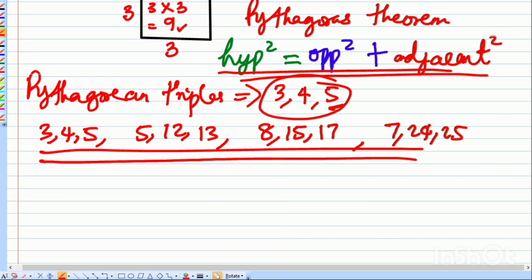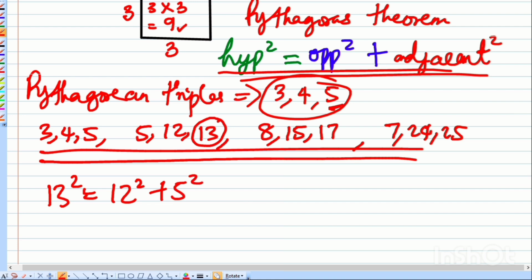Alright, so in each of these sets I've listed, take the biggest number, which is the hypotenuse. In this second one, 13 raised to power 2, that means the square of 13, will be equal to the square of 5 plus the square of 12. So let's just do that. 13 squared is equal to 12 squared plus 5 squared.